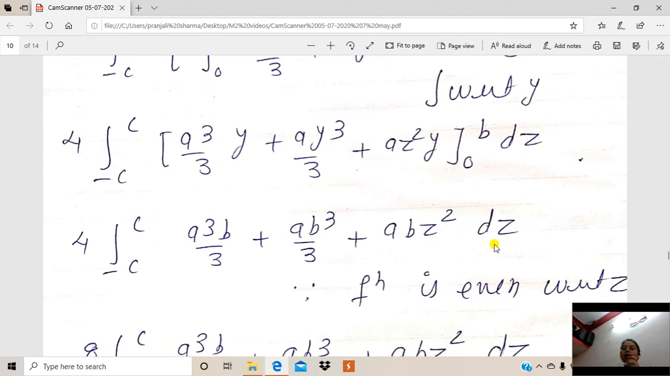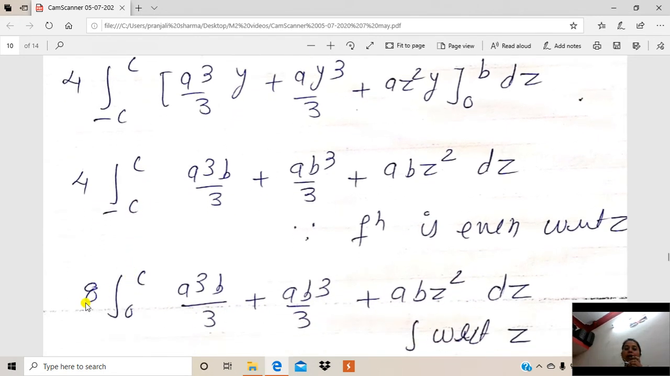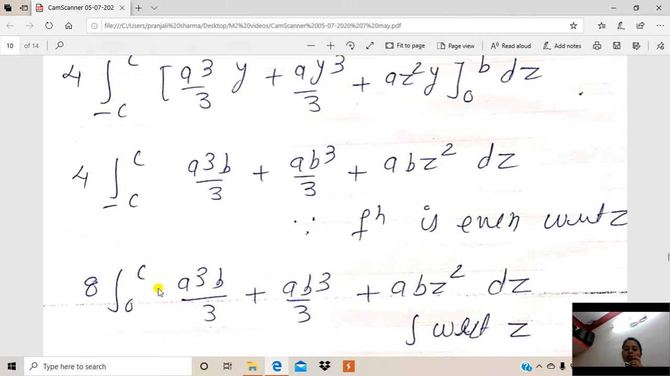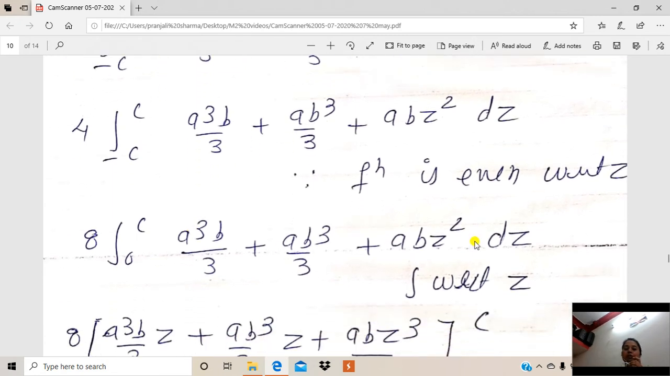The last integration is with respect to z. We again check whether the function is even or odd. As we can see, z square is even with respect to z, and the other two terms are constants, and constants are always even. Therefore the whole function can be treated as an even function, and the limit can be changed to 2 times 0 to c. The integration is now 8 times the integration between the limits 0 to c of the function.